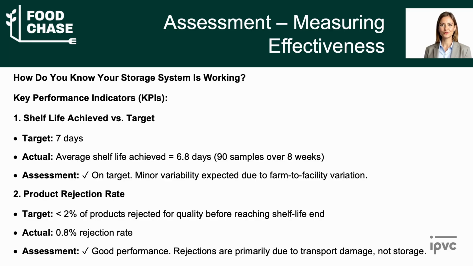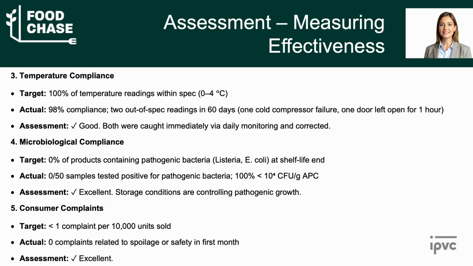Second, rejection rate. What percentage of product are you rejecting before shelf life end? If it is more than 2 or 3%, your preventive controls are not working well. Third, temperature compliance. Are you hitting the temperature spec 100% of the time?